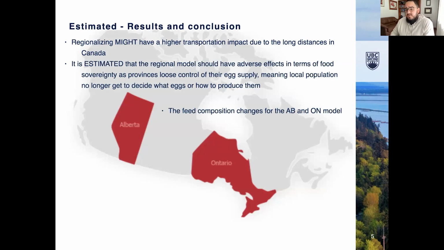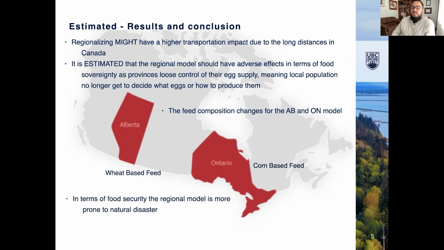The feed composition, both in the Alberta and Ontario models, is different. Alberta is more wheat-based, while Ontario is more corn-based, which means there should be different environmental effects coming from each one of those regionalized models versus the current national model. In terms of food security, the theoretical model should be affected, as it will be more prone to natural disasters or any logistical disruptions, as it will no longer be local. Specifically major weather events like the one we had in BC late last year.